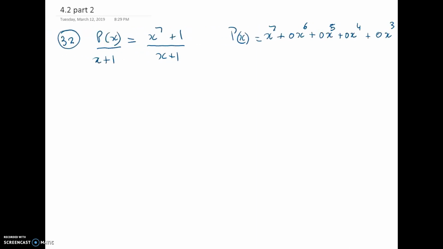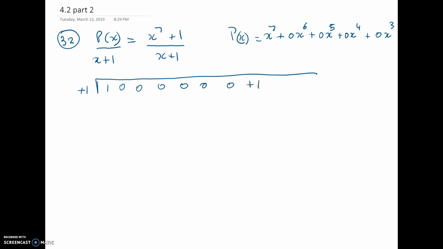So if I do the synthetic division, I'm going to have x plus 1, so I'm going to take the plus 1. If it was x minus 1, I would have taken x minus 1, but in this case, I'm taking plus 1 because I can see there is plus 1 in x plus 1. Now, I'm getting a 1, 0 for x to the 6, 0 x to the 5th, 0 x to the 4th, 0 x cubed, 0 x squared, 0 x plus 1.